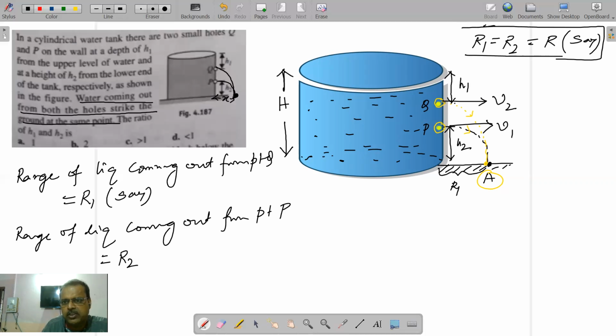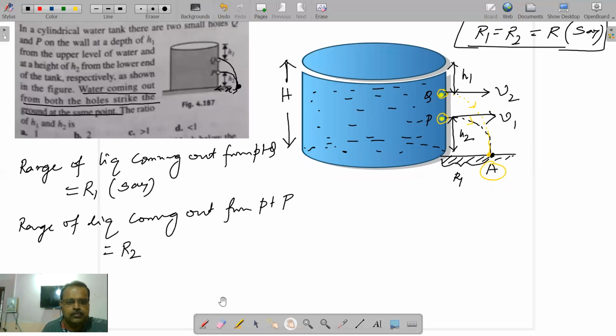And it is already mentioned in the given problem that the water coming out from both the holes strikes the ground at the same point. So we can consider these 2 points through which the water is coming outside, and from the point P the velocity of efflux is V1, and for point Q the velocity of efflux is V2.